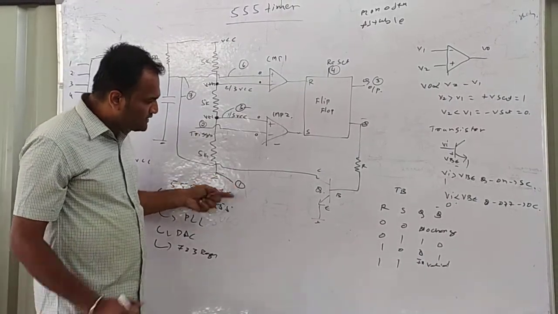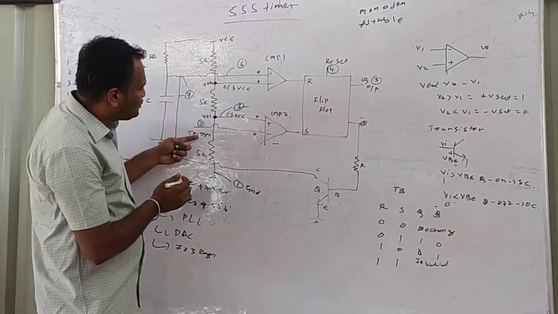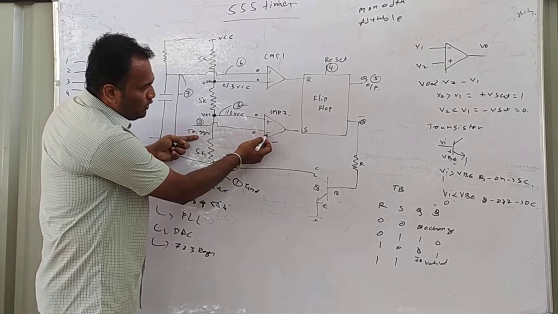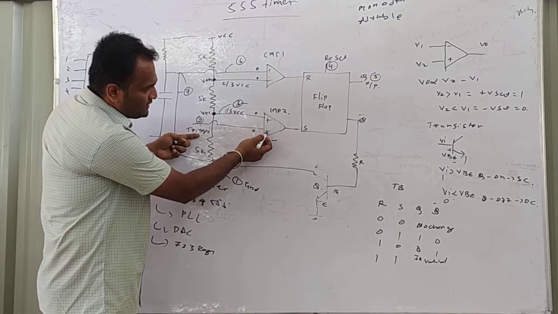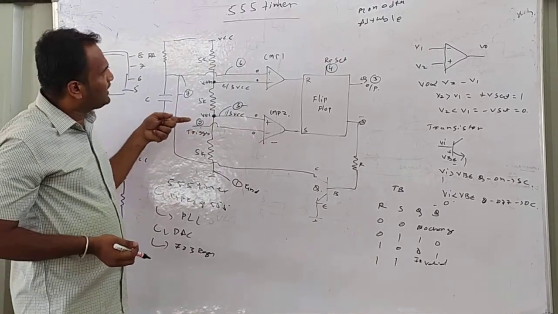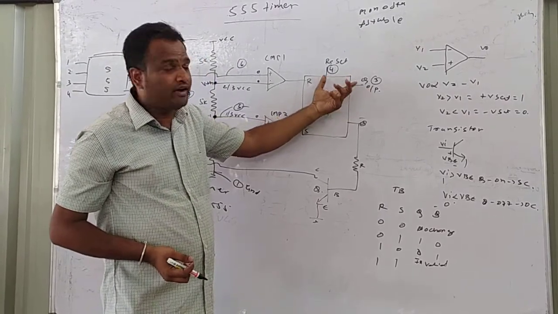So pin number 1 is actually ground. It's a circuit ground. Then pin number 2 is the trigger. We are applying pin number 2 to the comparator circuit, and that is nothing but the inverting terminal. This is the trigger, nothing but an input. Then coming to pin number 3, pin number 3 is nothing but your timer output, the 555 timer output.